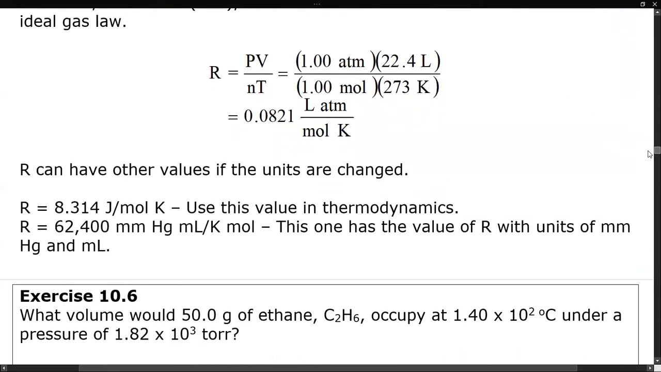R can have other units, however. In the thermodynamics chapter, we used 8.314 joules per mole Kelvin. There are some reasons for that, but it does work out unit-wise. If you used millimeters of mercury and milliliters for the pressure and volume units, you get 62,400. If you're working in a particular set of units all the time, you might get an R constant for those units. But otherwise, you might as well just use the units you got, use one R constant, and not convert your R every single time. That'd just be too much work.